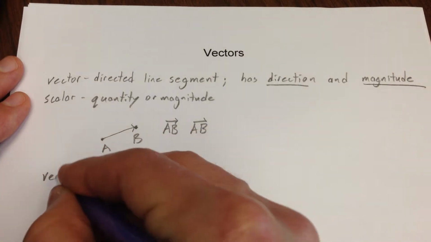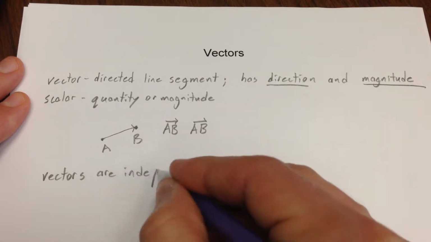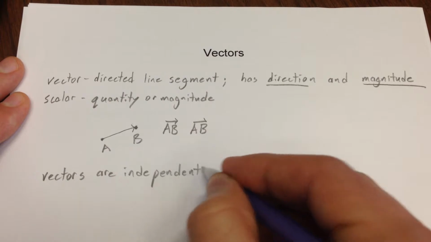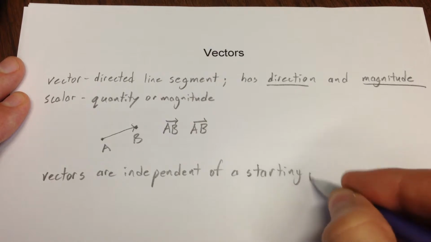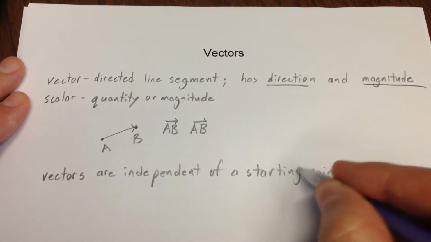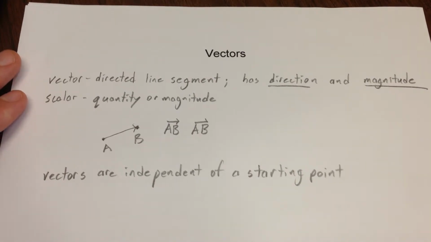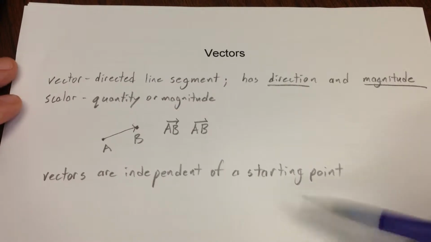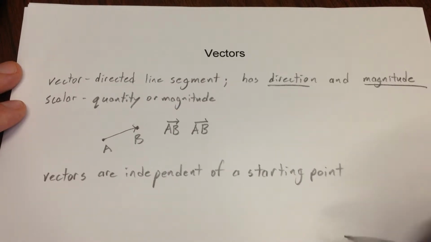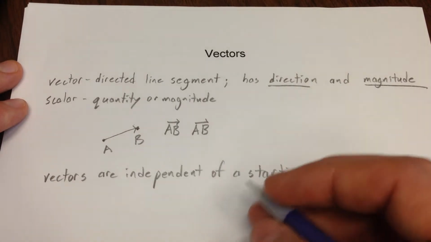Okay, so vectors are independent of a starting point. That means they can start at the origin or they can start anywhere else. If you think about a river that is flowing in some direction, it has a velocity. Each particle of water is going the same direction, but you could sort of look at that in different places. And you'd have to imagine a river where everything was sort of flowing the same direction at the same speed.